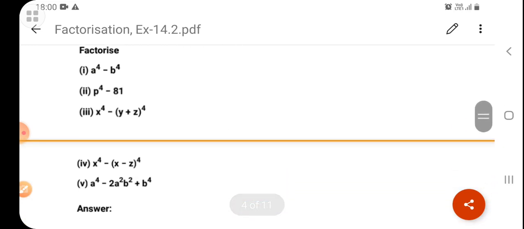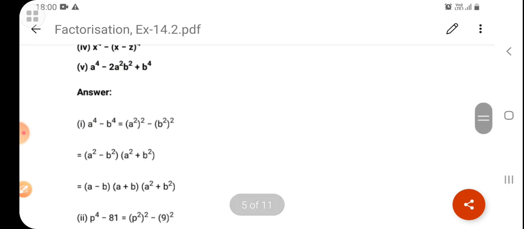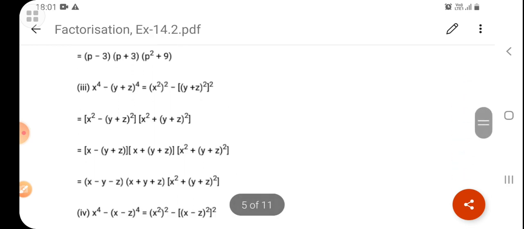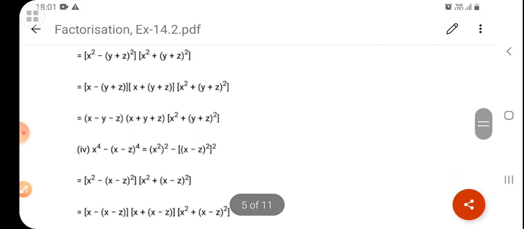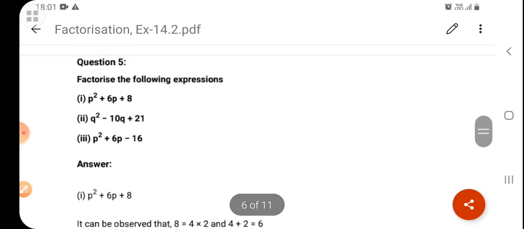Factorize a to the power 4 minus b to the power 4. You have to use the identity a square minus b square. So a square minus b square is (a plus b)(a minus b), to write in this form. Okay, you have to solve this question with a square minus b square.